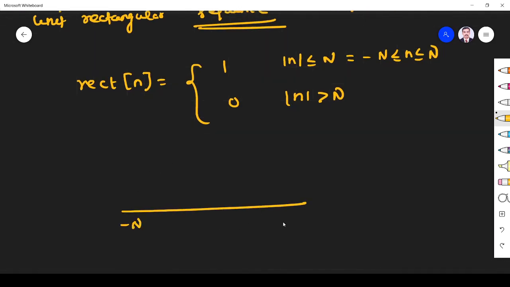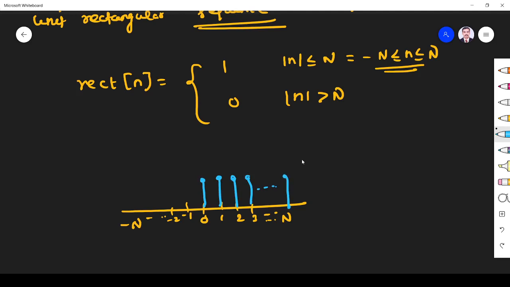Let us assume this is minus N, this is plus N. So this is 0, 1, 2, 3, and it is going. This is minus 1, minus 2, and it is going. So when n varies from minus N to plus N, the signal has a value of 1. When n is equal to 0, 1. When n is equal to 1, 1; 2, 1; 3, 1. Up to when n is equal to N, it has a value of 1. Similarly, when n is equal to minus 1, 1; minus 2, 1. Up to minus N also it has a value of 1.